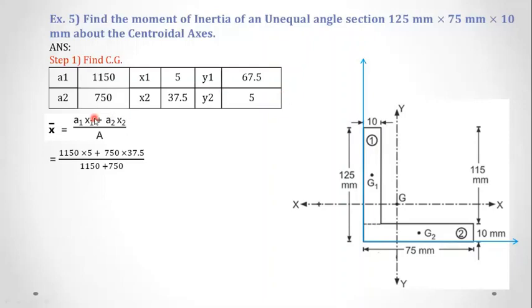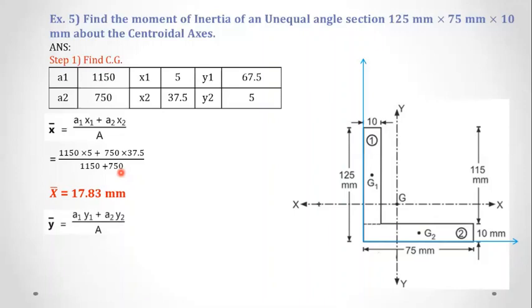We know the formula of x bar. Put the values of a1, x1, a2, x2 in the formula. A1 is 1150, x1 is 5, plus a2 is 750, x2 is 37.5, divided by the area, which is the summation of both the areas a1 and a2. So you will get the answer of x bar equal to 17.83 mm.